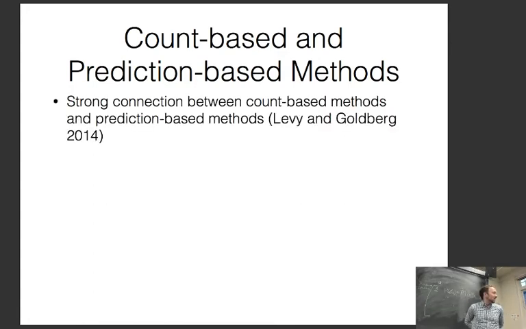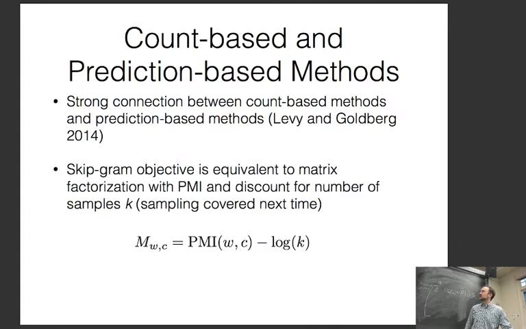And then there are also a few influential papers that tried to disentangle the various embeddings and say that there's a really strong connection between the objectives that each of these are maximizing. For example, the skipgram objective is equivalent to matrix factorization with PMI and a discount for the number of samples. So basically, you weight this matrix with pointwise mutual information, and then you subtract log k.